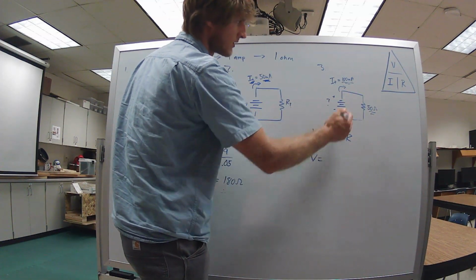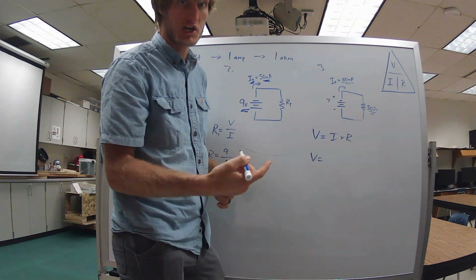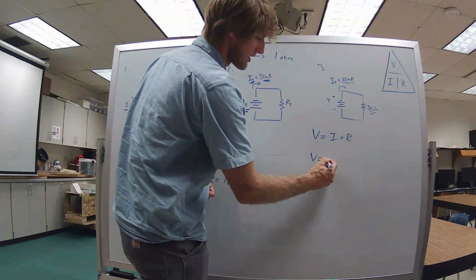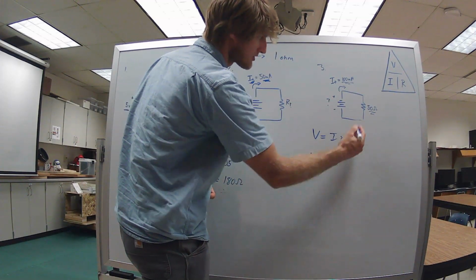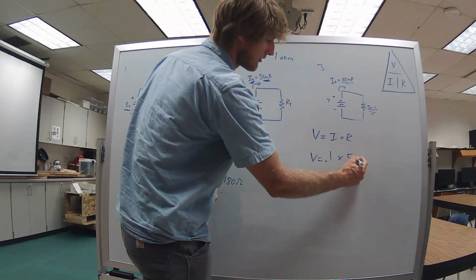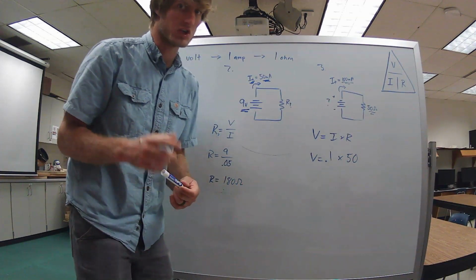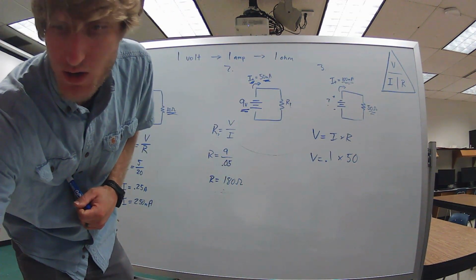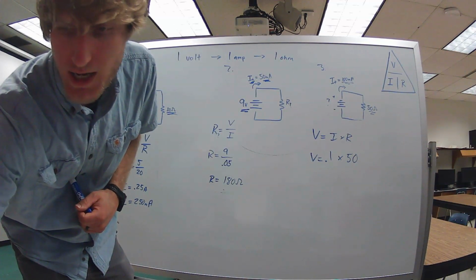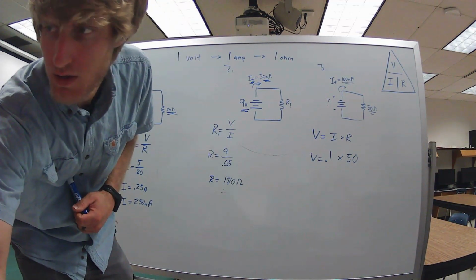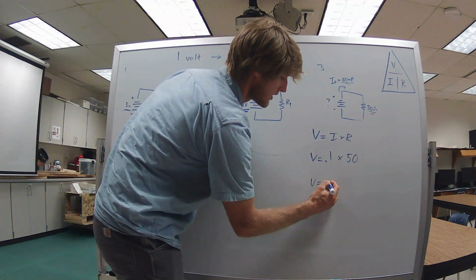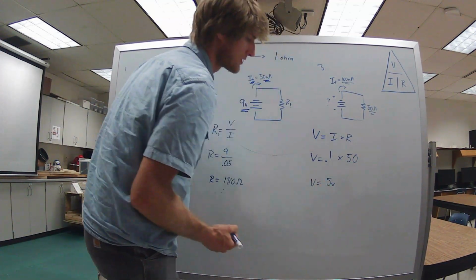V equals, once again, this is milliamps. Let's change that into its normal standard writing, not with the SI prefix, so we're going to get 0.1 times R is 50. 0.1 times 50, it should be 5 volts here off the top of my head. Let's just double check it there. 0.1 times 50, and we get 5 volts. So V equals 5 volts, okay?